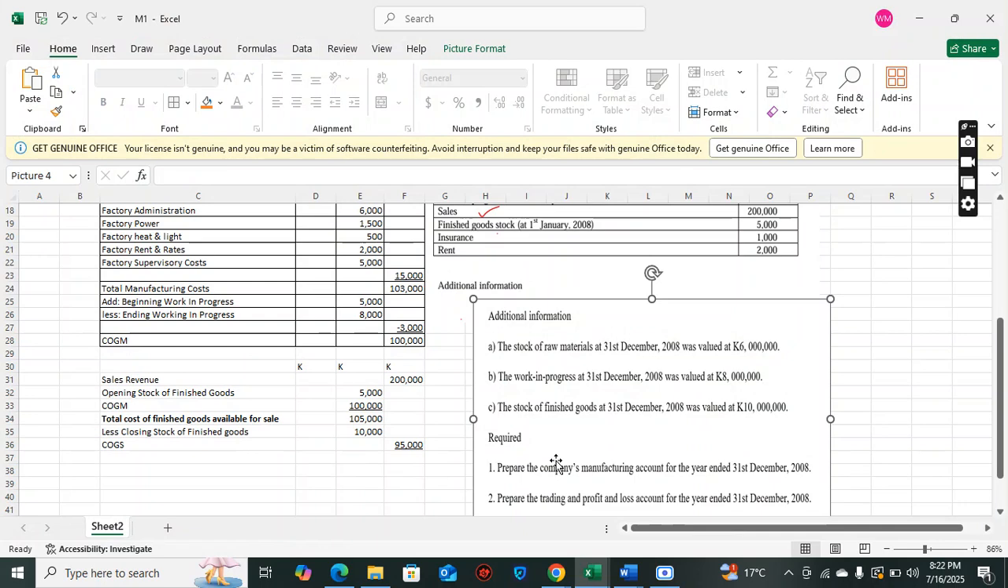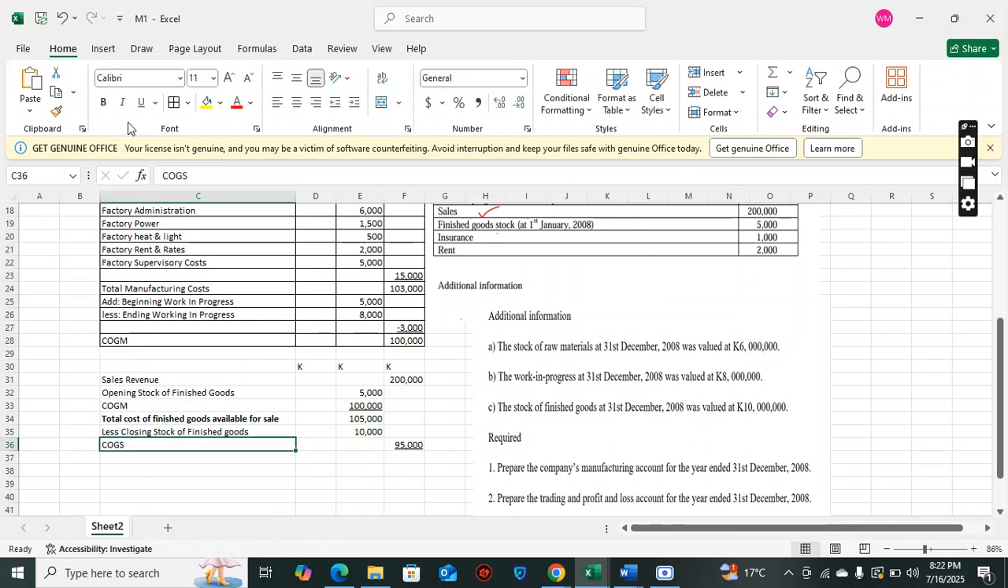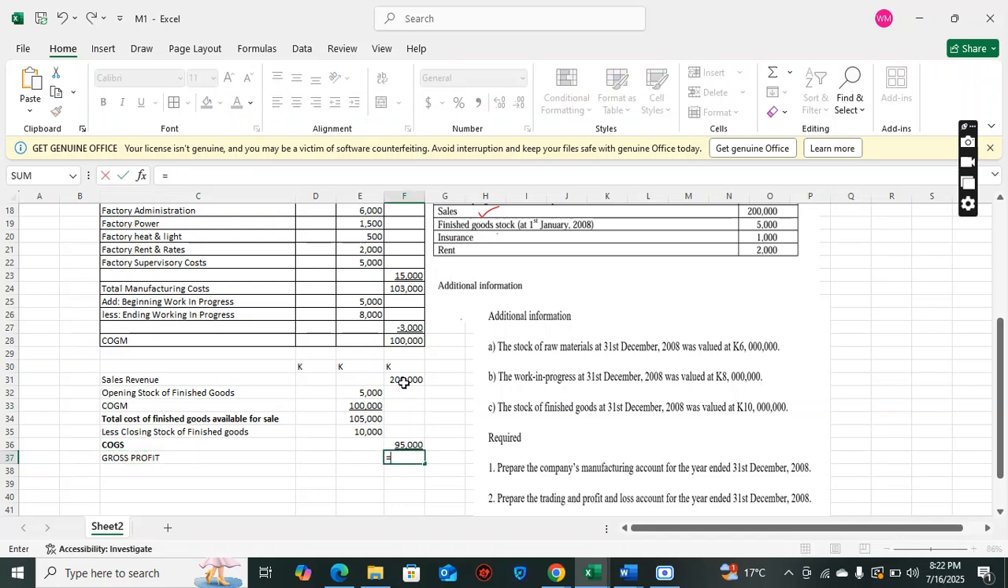Do you have another question, Mr. Twambo? Apart from that, before we get our gross profit. Okay. So gross profit, sales revenue minus cost of goods sold, 105,000. That's the trading account. Any questions before we go to the statement of profit or loss?